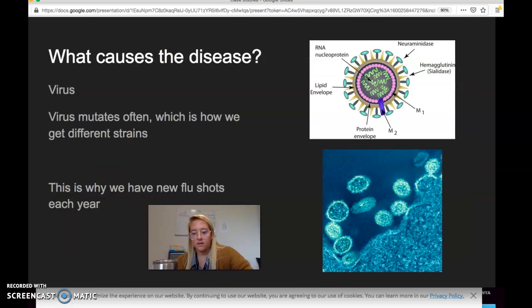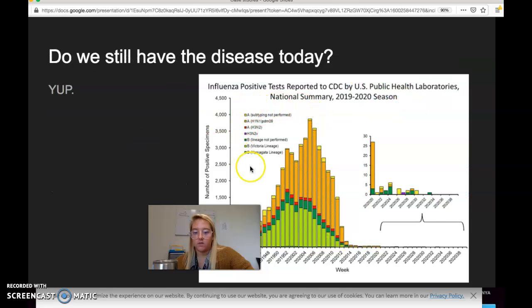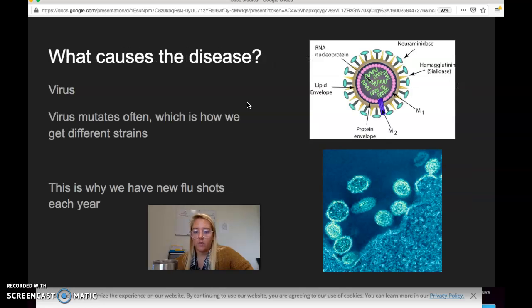What causes the disease? It's viral, or it's caused by a virus. The problem with this is that the virus mutates often, which is why we get the different strains, right? So if we go back here, all of these were different strains of the same species, so they were all influenza, but they had a different DNA makeup than their neighbors. This is why we have new flu shots each year. Each year we try to predict the mutations that will happen in the flu virus to try and protect the population, whoever gets the shot, from having it.